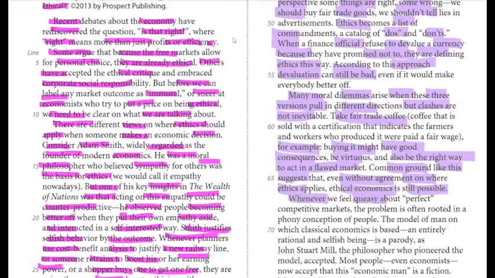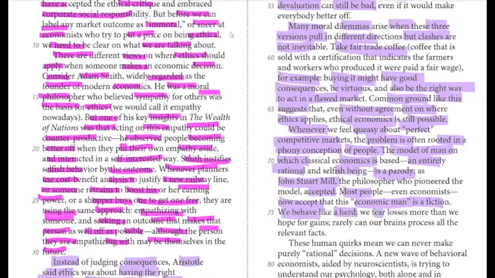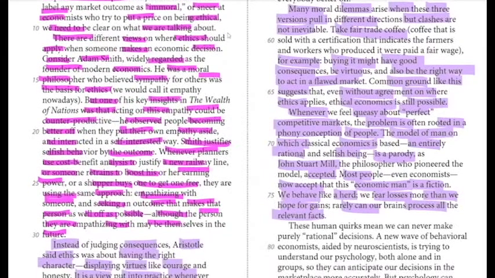Whenever we feel queasy about perfect competitive markets, the problem is rooted in a phony concept of people. The model of man on which economics is based, an entirely rational and selfish being, is a parody, as John Stuart Mill accepted. Most people now accept this economic man is fiction. We behave like a herd, we fear losses more than we hope for gains. Rarely can our brains process all the relevant facts. These human quirks mean we can never make purely rational decisions.